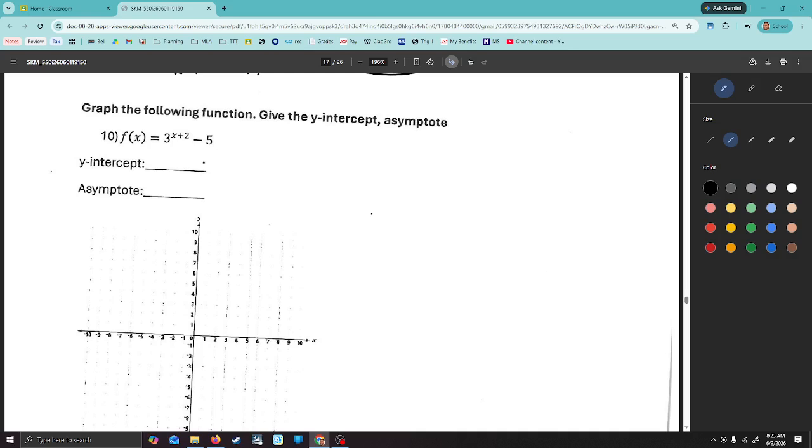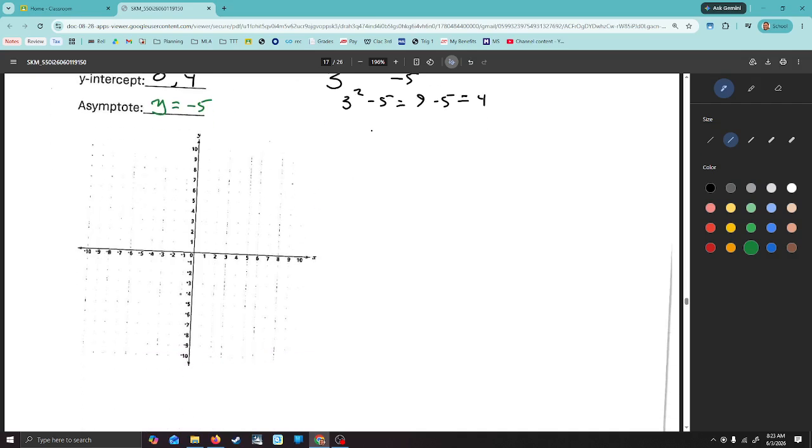So the y-intercept is when x equals 0. That's always true no matter what equation you're doing, quadratic, linear, cubic, exponential, doesn't matter. So I'm going to do 3 to the 0 plus 2 minus 5. So it's 3 to the second power minus 5. 9 minus 5, 4. So my y-intercept is (0, 4). My asymptote is just this value over here. So y equals negative 5. So what does that mean? That means I have a dotted line along negative 5.